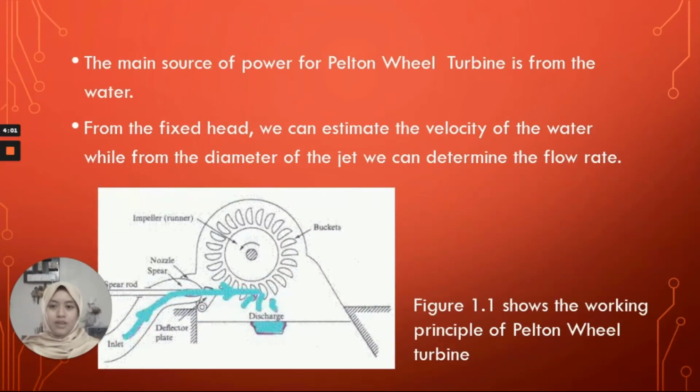The main source of power for the Pelton wheel turbine is water. From the fixed head, we can estimate the velocity of the water, while from the diameter of the jet, we can determine the flow rate. This is figure 1.1, which shows the working principle of the Pelton wheel turbine.